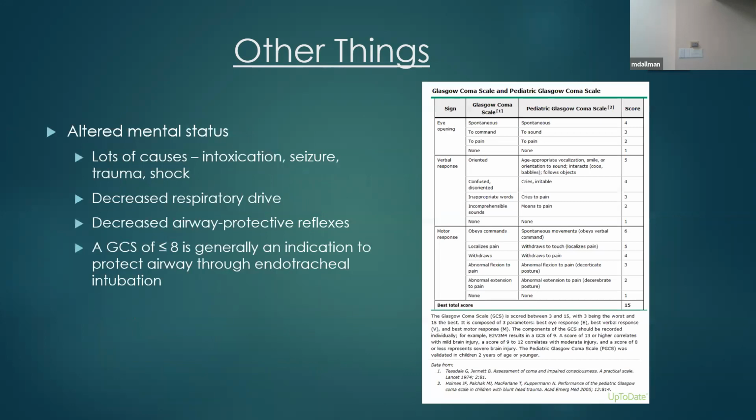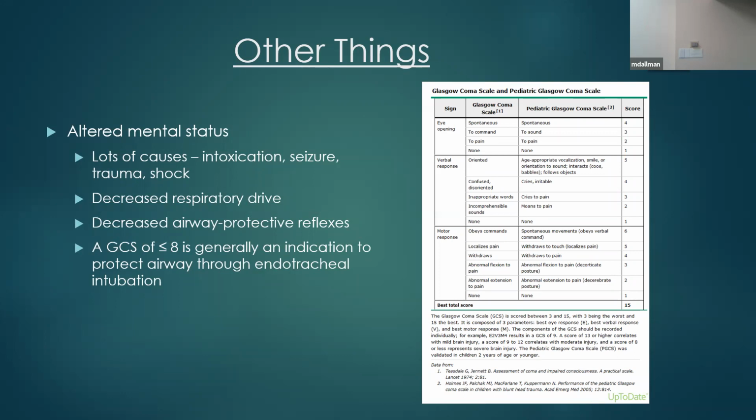Altered mental status, like lots of intoxications, seizures, all that kind of thing. Decreased respiratory drive, decreased airway protective reflexes. Basically, the way you might end up seeing this on the question is if you get a GCS that's less than or equal to 8. And how do we calculate that? Remember, you guys have had me, and I love the GCS.